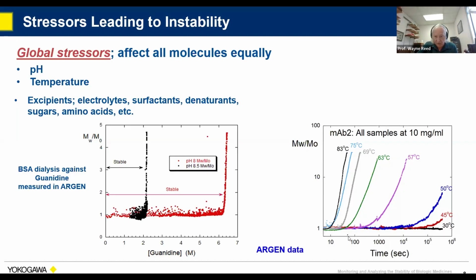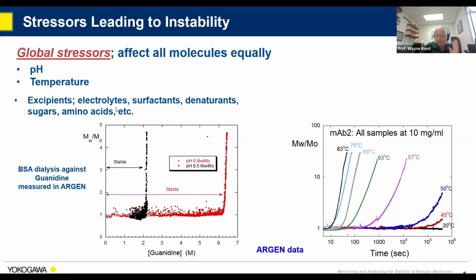I had to put this on a log scale because the variation is so great with temperature. These are in seconds. That's 6 days going out to here. And you can see at 30 degrees, this monoclonal antibody was perfectly stable, whereas when you turn it up to 45, it lasted days, but then became unstable. And as you raise the temperature, it rapidly becomes very unstable. By the time you're in the 60s, it's aggregating within tens of seconds. So that's a temperature stressor.